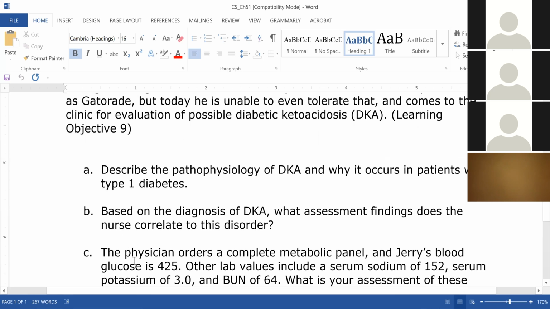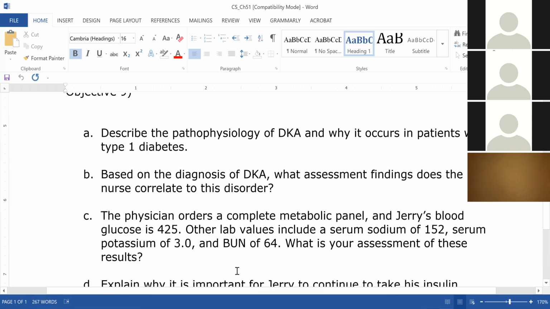C, the physician orders a complete metabolic panel. Glucose is 425. Other lab values are serum sodium at 152, potassium's 30. Are we good or bad here? And BUN 64. What is your assessment of these results? Kidney function's bad. I agree. Sodium levels high. Yep.